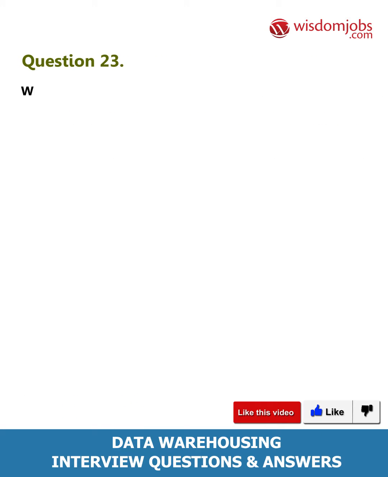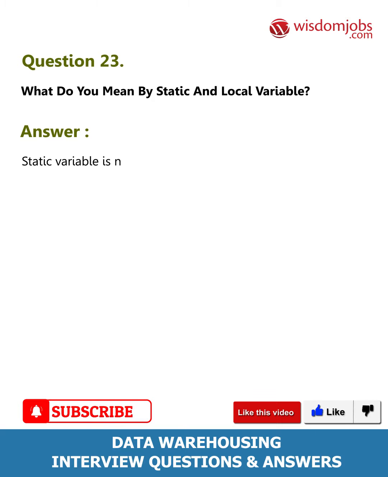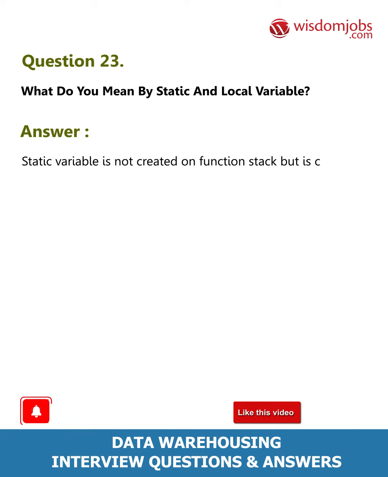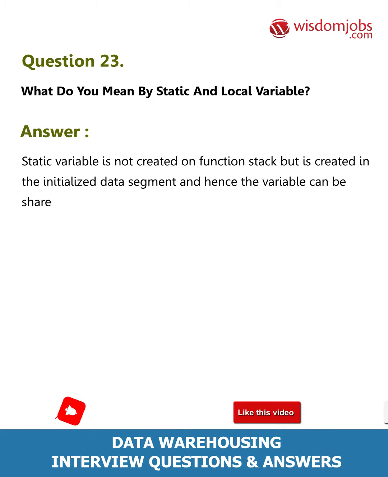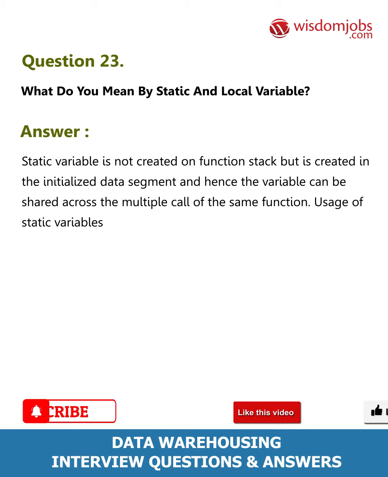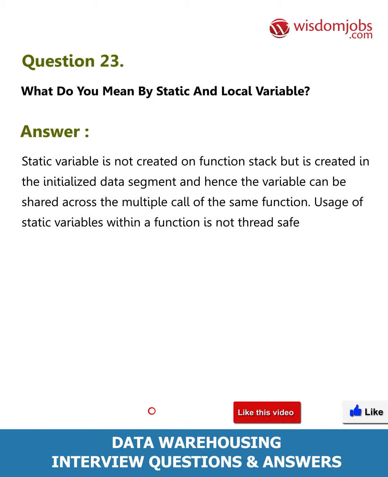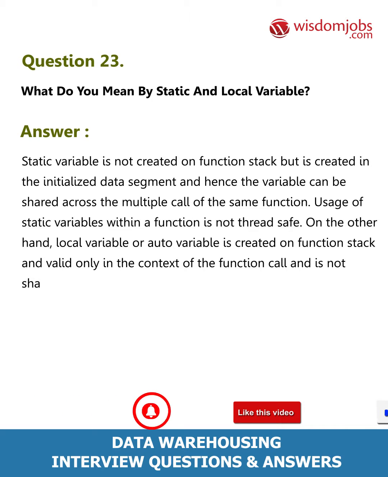Question 23. What do you mean by static and local variable? Answer. Static variable is not created on function stack but is created in the initialized data segment and hence the variable can be shared across the multiple calls of the same function. Usage of static variables within a function is not thread safe. On the other hand, local variable or auto variable is created on function stack and valid only in the context of the function call and is not shared across function calls.